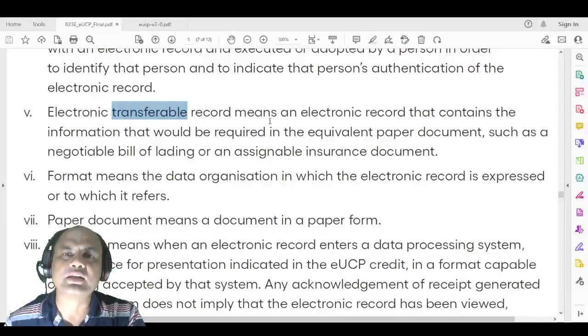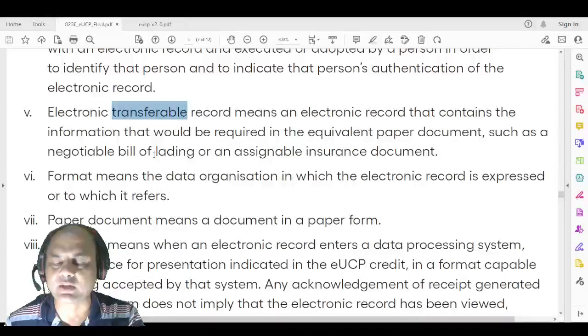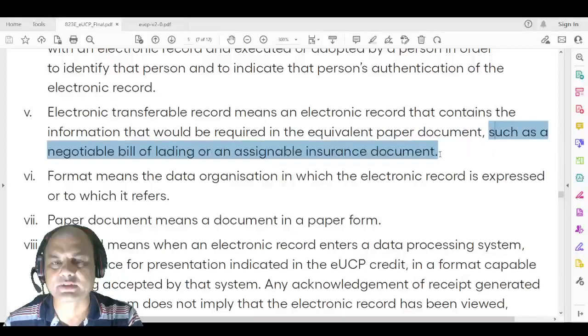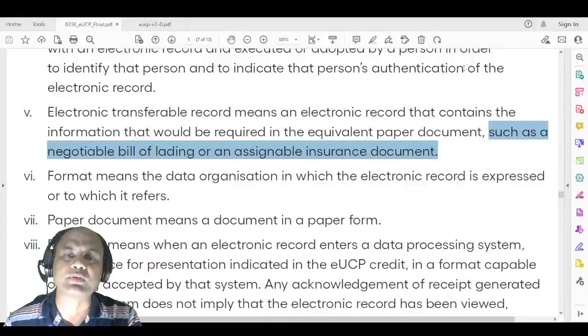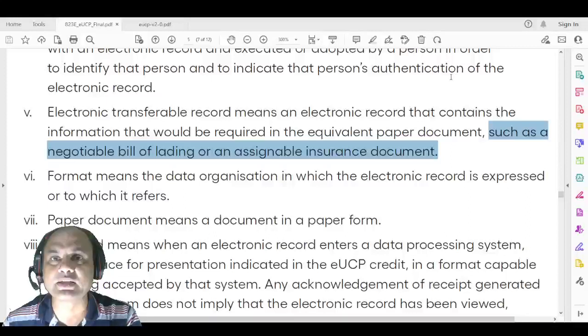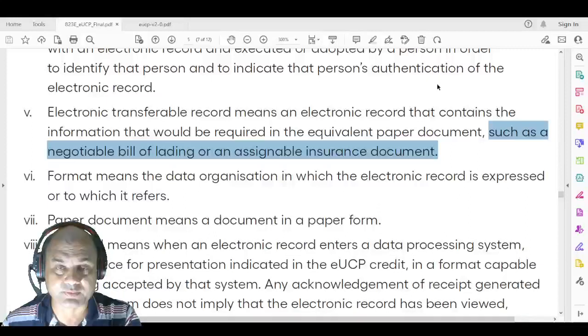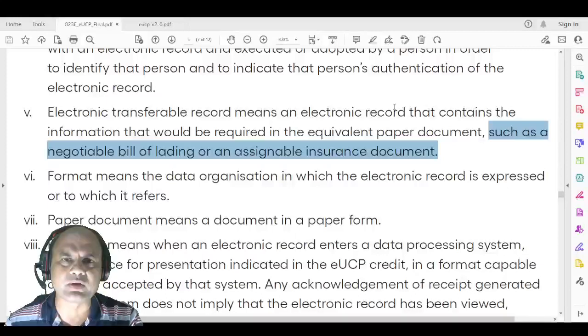Now what is the significance over here? Suppose I require a physical negotiable document like a bill of lading. Now one more point which I need to stress: it's mentioned as "such as", which doesn't mean only these. Don't confuse these things. "Such as negotiable bill of lading or assignable insurance" means these are just two examples. It can be anything else, like a bill of exchange also, or any document which is negotiable in any country.